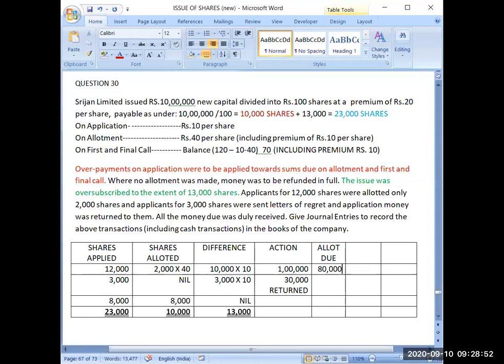If anyone is not clear about this amount, then you can ask me. 40 rupees is allotment money. I am calculating allotment money due. And obviously you have given them 2,000 shares. So that's why their allotment money due will be 80,000.